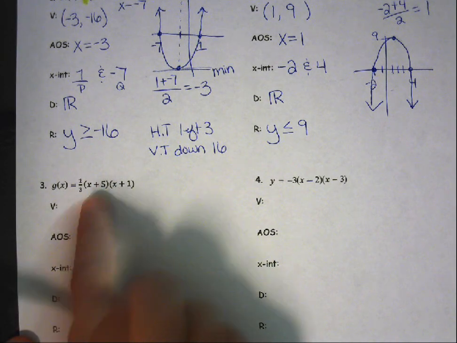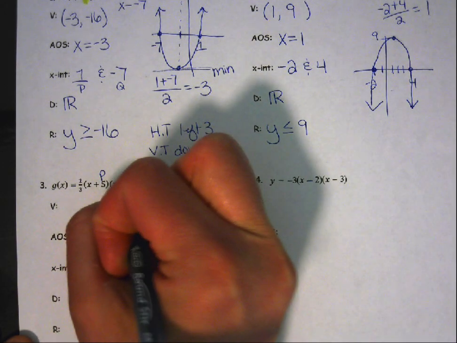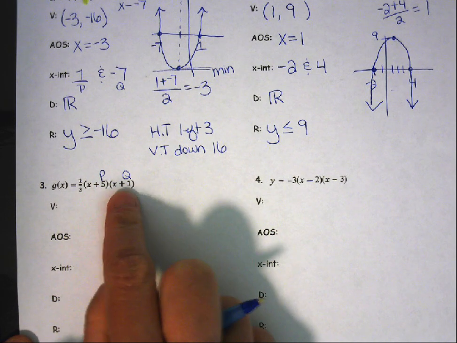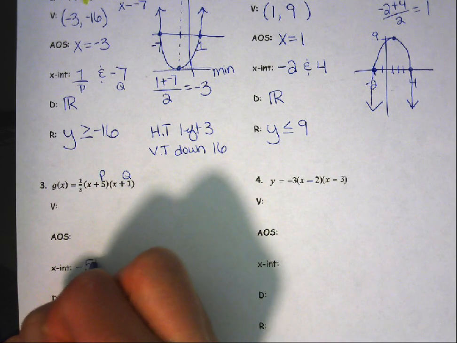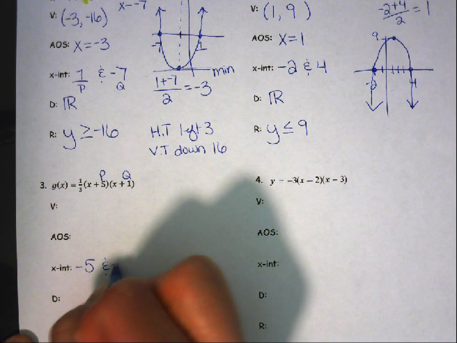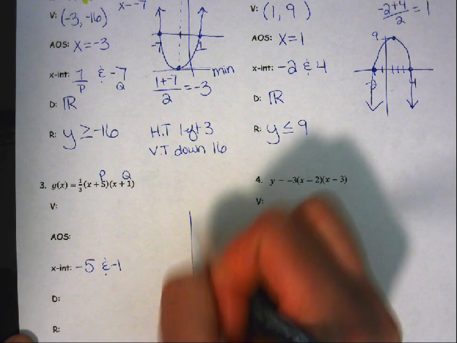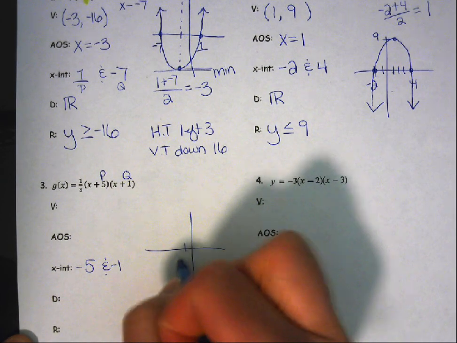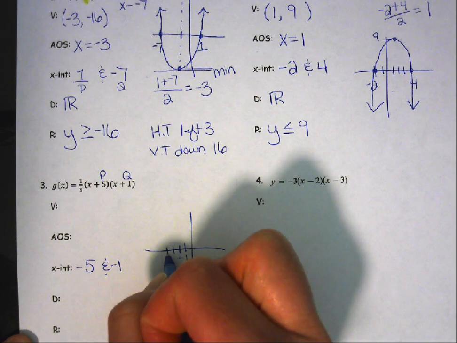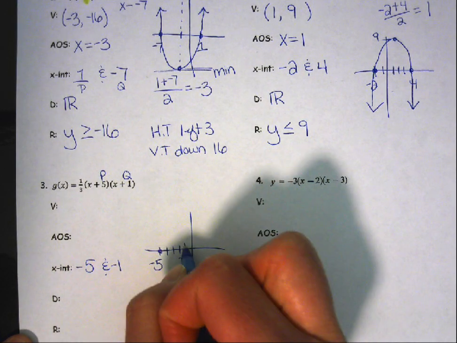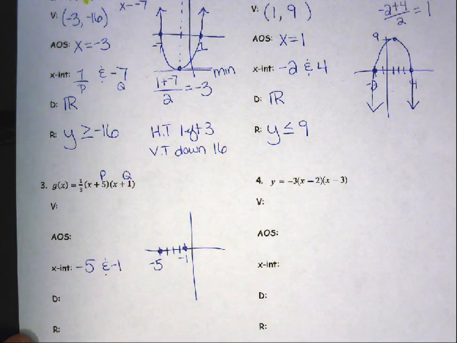On number 3, this is going to be your P and your Q. Just remember that you have to do the opposite. So it's going to cross at -5 and -1. So if we were to graph this, -1, those are our 2 crossing points. That's what the intercepts mean. It means where does it cross.